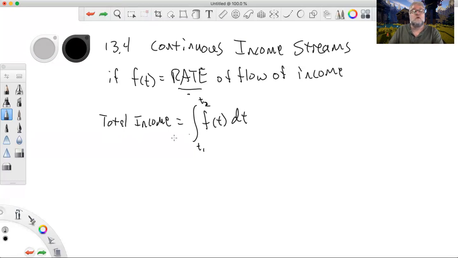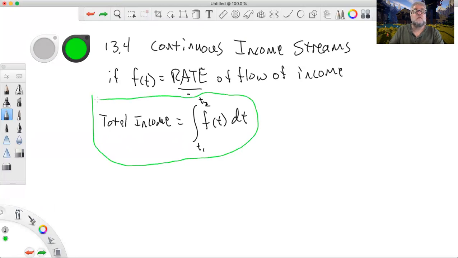It's an equation. It's important. So we are going to go colored. This is the equation for total income, that you take your rate and you take the integral of it. Okay?